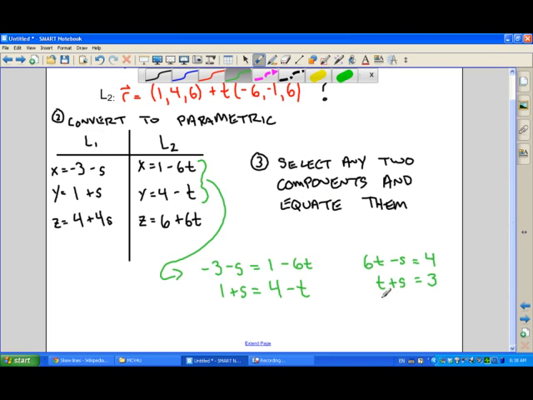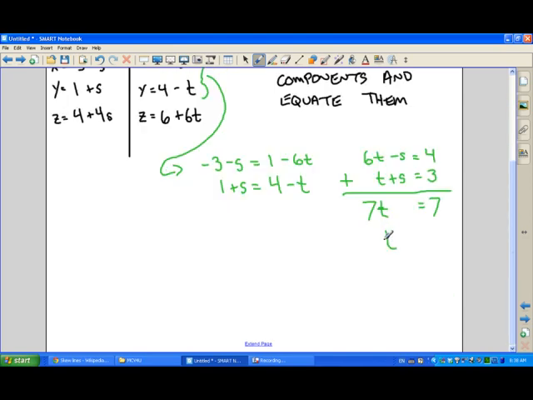if I look at this set of equations, if I think back to grade 10, there's a method of solving equations called elimination, where we can add or subtract equations to each other to get rid of a variable. And I should notice that if I add these two equations to each other, my variable s will disappear. So if I add these two equations to each other, I get 6t plus t, I get 7t, negative s plus s is 0, and 4 plus 3 is 7, so I get 7t equals 7, or t equals 1.